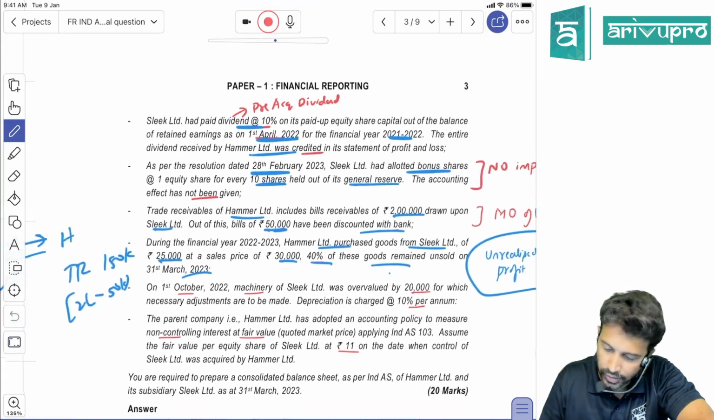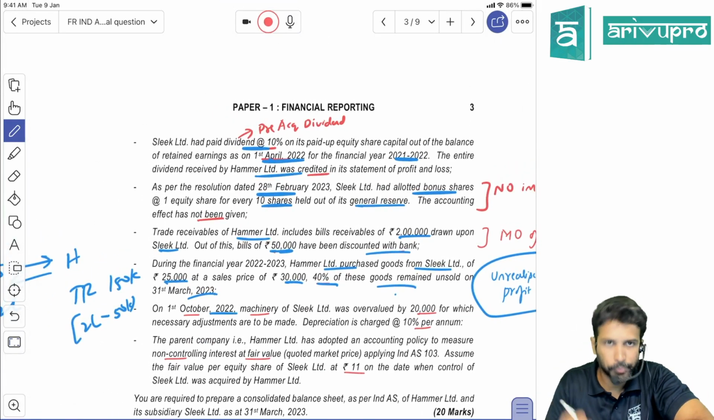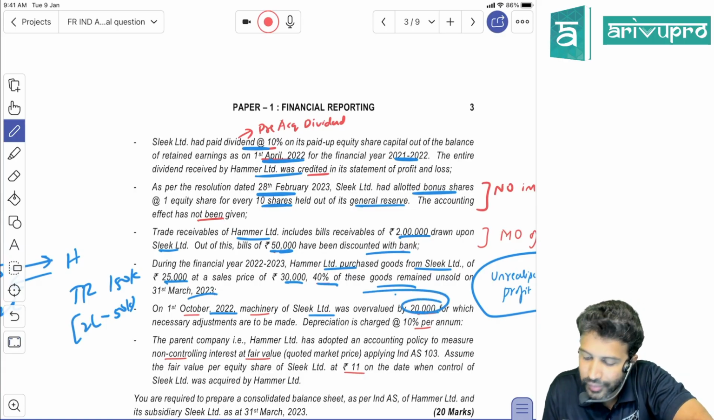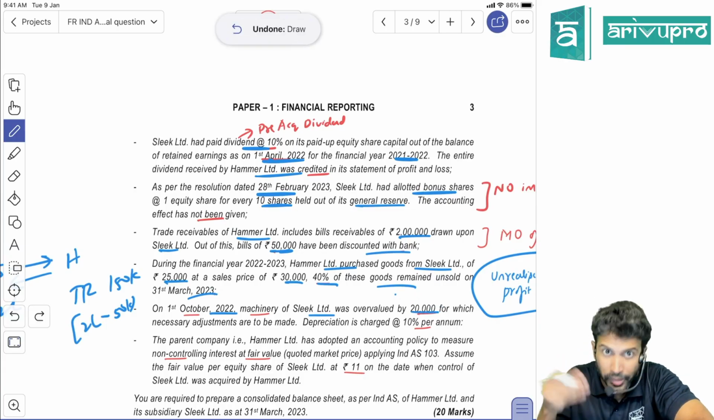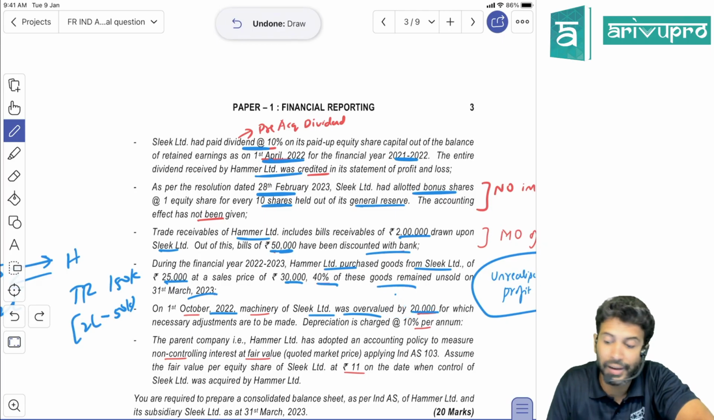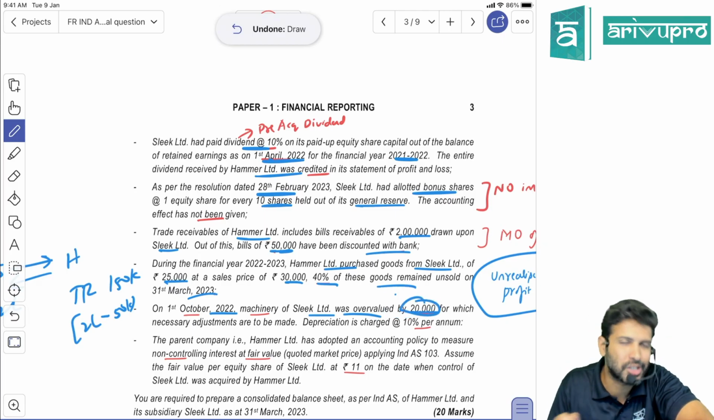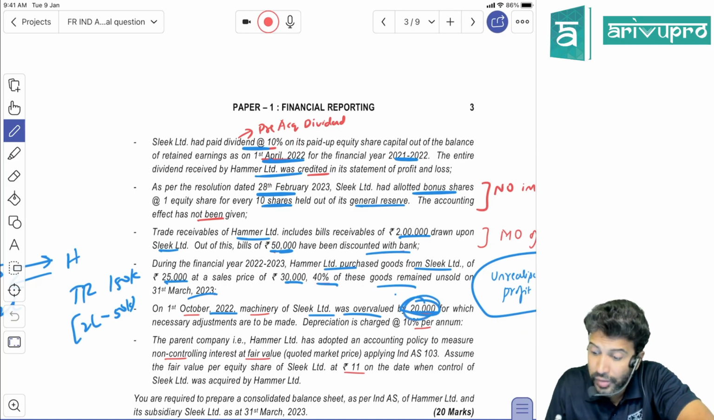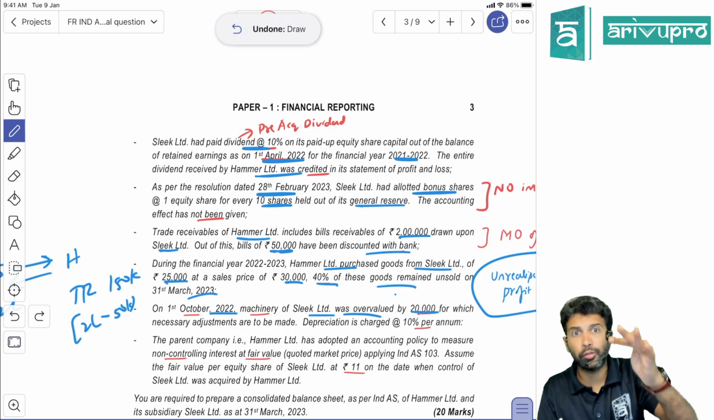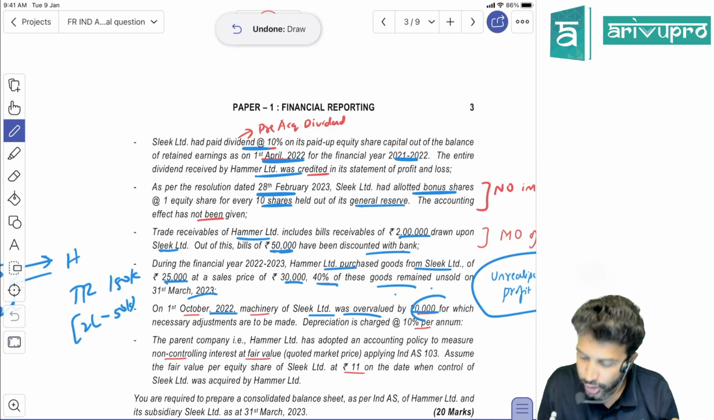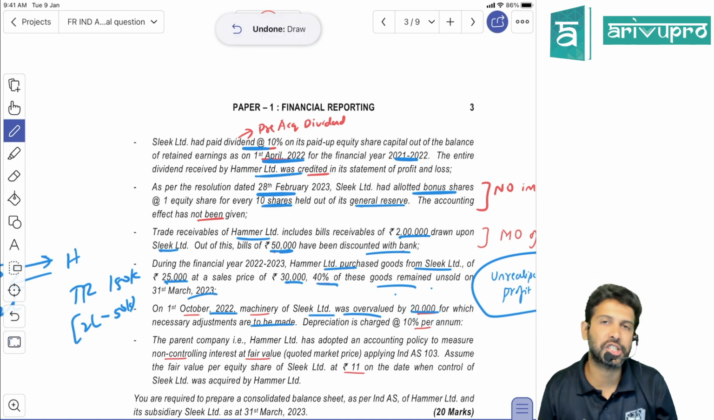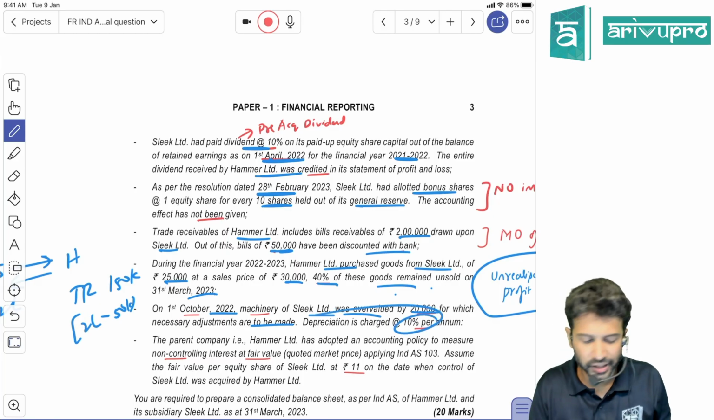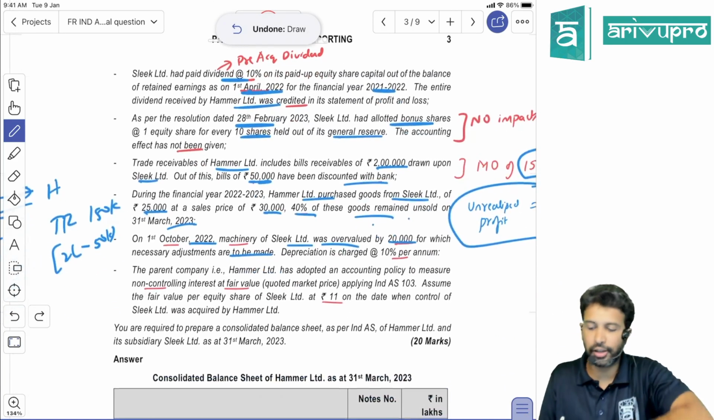On 1st October 2022, during the year, on the date of control, machinery of Sleek Limited, the subsidiary company, was overvalued by 20,000. That means this is a fair value adjustment on the date of control. Fair value adjustment is usually an increase, but they're saying overvalued. That means compared to the carrying amount, fair value is less by 20,000 rupees, for which necessary adjustments are to be made. So this is the fair value decrease. Depreciation is charged at the rate of 10% per annum.